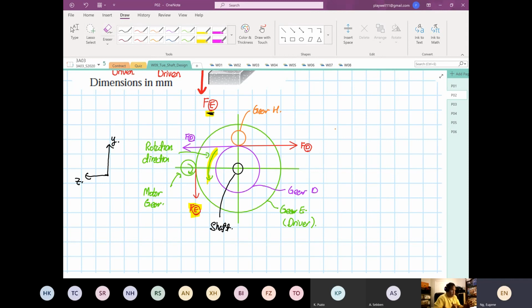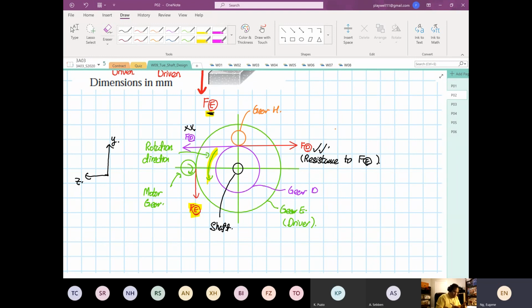So I'll tell you the answer now. Some of you already know this. The answer is going towards the right-hand side. So this is the correct one. This is the wrong one. Why? Because the force at D must be a resistance to force at E. It must resist. It cannot follow.